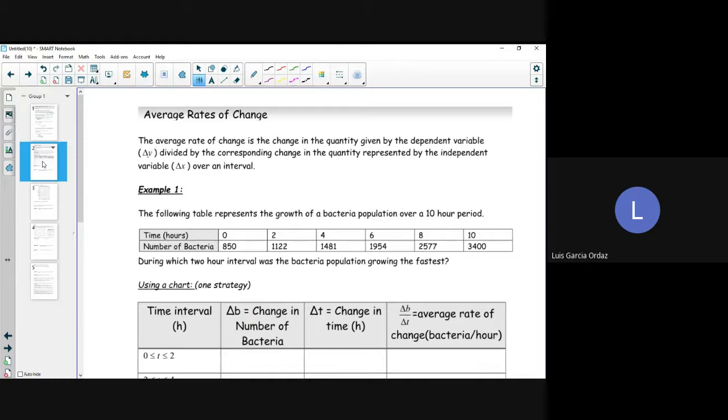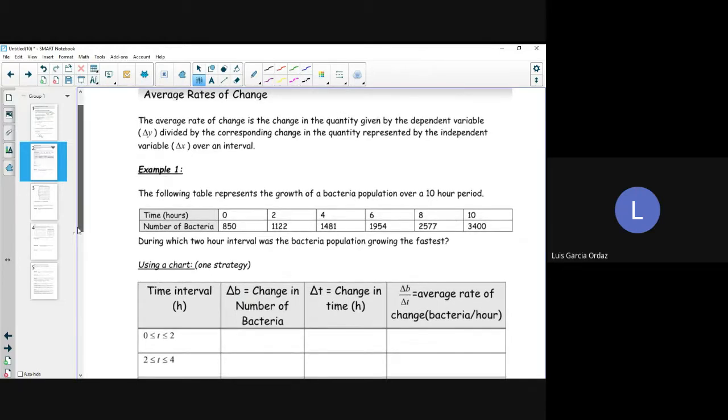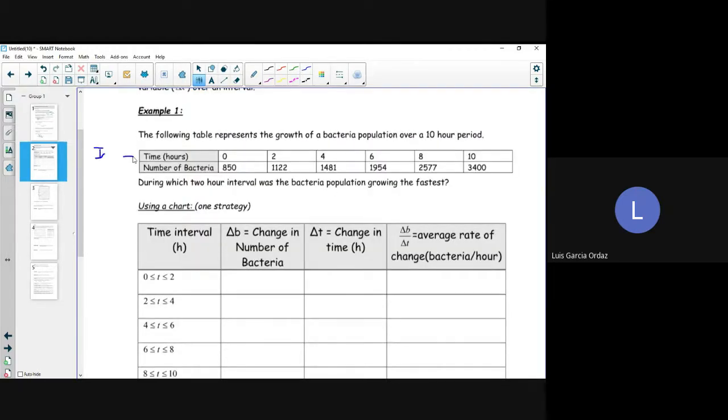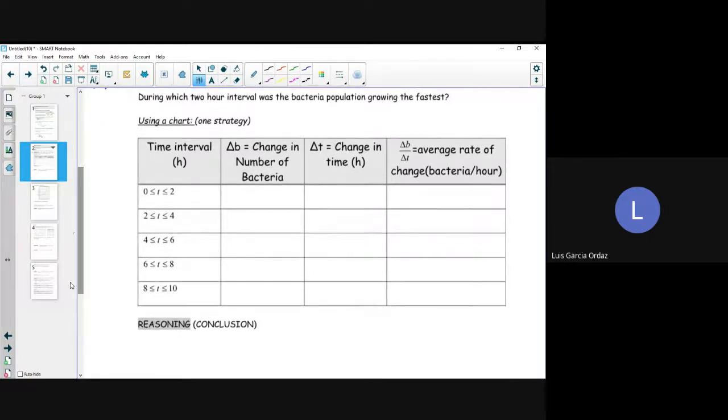So we have the following table, which represents the growth of bacteria over a 10-hour period. We have time as our independent variable, and we have number of bacteria as our dependent variable. So during which 2-hour interval was the bacteria population growing the fastest? We're going to use a chart to help us solve this, okay? So we have the interval where t is between 0 and 2. Obviously the change in time is going to be 2 hours. And as you can see, 2 to 4, 4 to 6, 6 to 8, and 8 to 10, all of these changes are going to be 2, okay?